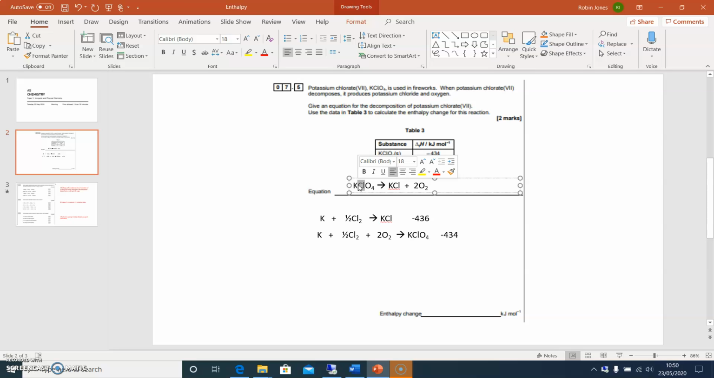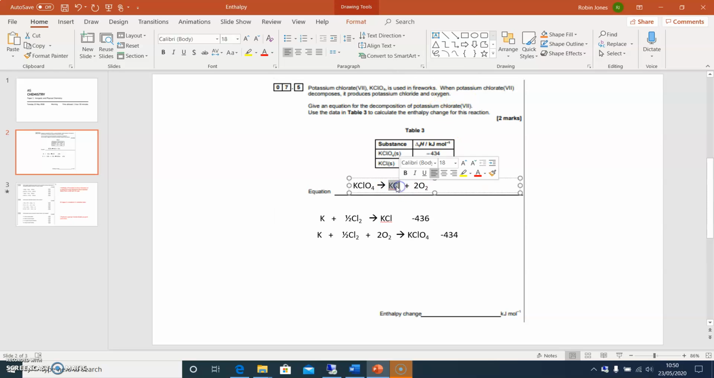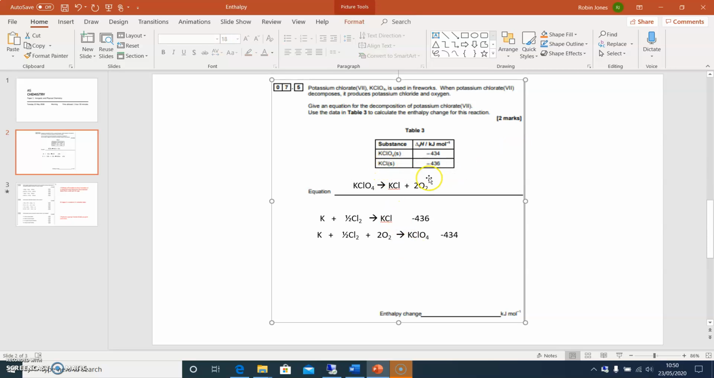When potassium chlorate 7, KClO4, decomposes, it produces potassium chloride and oxygen. Give an equation for the decomposition. Okay, fine. So KClO4 makes potassium chloride. That's got to be KCl. Potassium's in oxidation state +1 because it's in group 1. Cl is in group 7, gains 1 electron, -1 oxidation state, +1 -1, no charge left over. It even tells you it's KCl in that table there. Oxygen is O2, it's making oxygen. 1K, 1K, 1Cl, 1Cl, 4 O's, I'll need 2 in front of the O2.